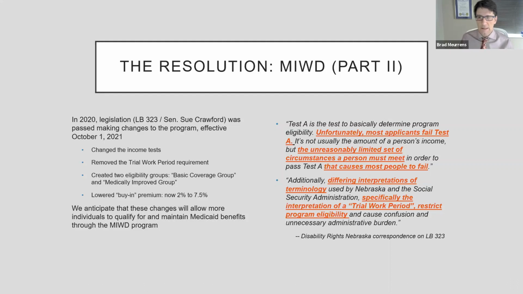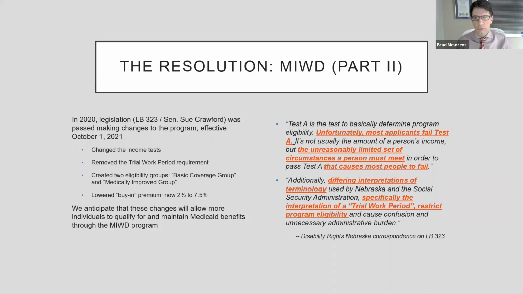And we anticipate that these changes will allow more people to qualify for and maintain their Medicaid benefits through the MIWD Work Incentive Program. I think a couple of quotes are particularly illustrative here. Unfortunately, most applicants fail Test A. It's not about the amount of the person's income, but the unreasonably limited set of circumstances that a person must meet in order to pass Test A. Those unreasonable circumstances cause most people to fail.